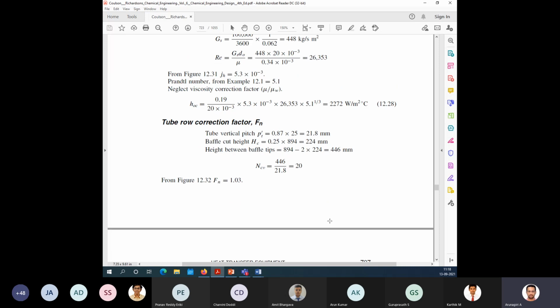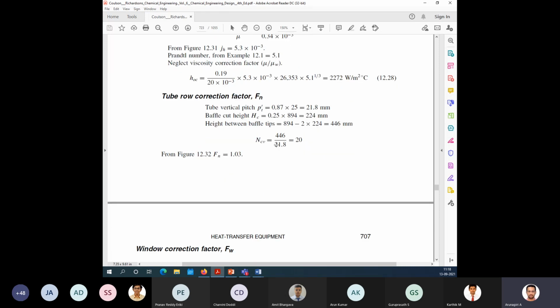Okay, then the tube-row correction factor you have to calculate. So the tube-row correction factor is a function of NCV. So you should know the NCV, and to calculate the NCV, you should know the baffle tips. The height between the baffle tips you should know. That is 894, the shell diameter, minus 2 times 224. So what is 224? That is the baffle cut height, 0.25 times your shell diameter. That will give 446. This is between the baffle tips.